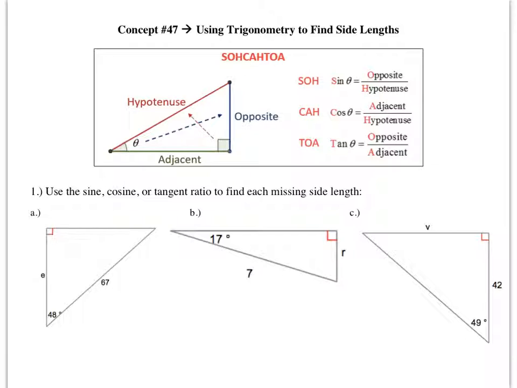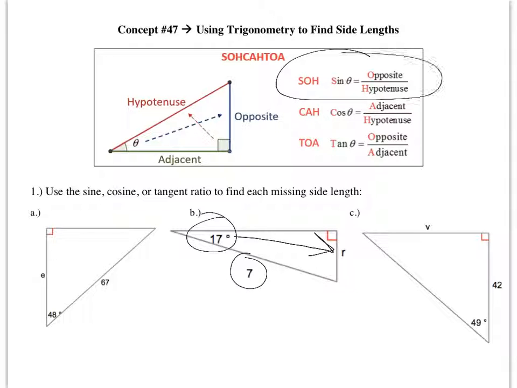All right, let's move on to the second one. Looking at the angle measure that we have, we can see that R is across from it, or opposite, and then 7 again is our hypotenuse. So we're dealing with opposite and hypotenuse. If you look up here, that's going to be our sine ratio. So we have the sine of 17 degrees equals opposite, R, over the hypotenuse of 7.